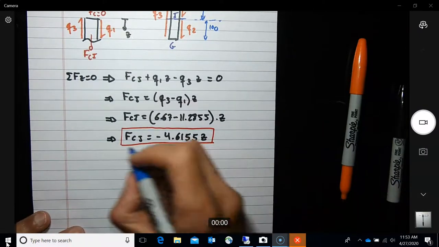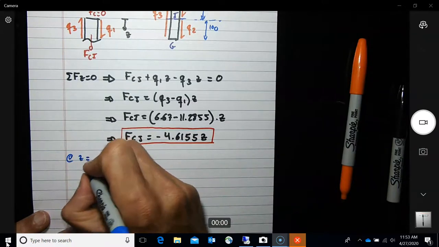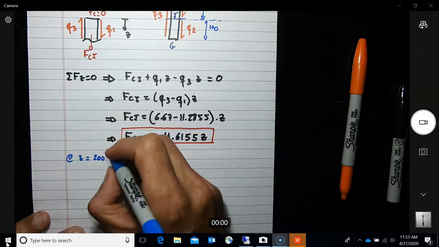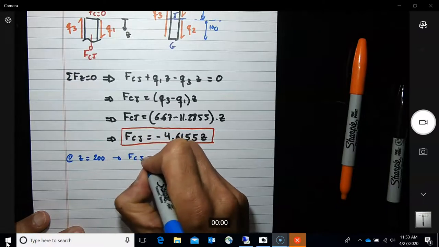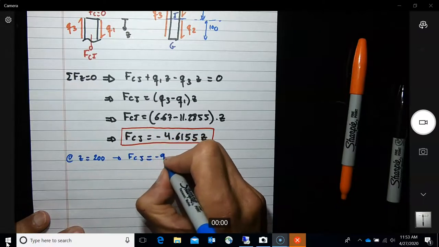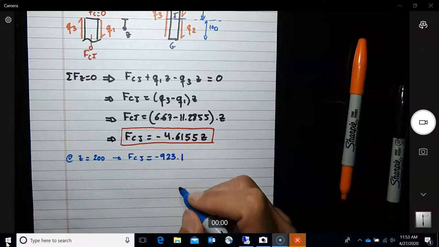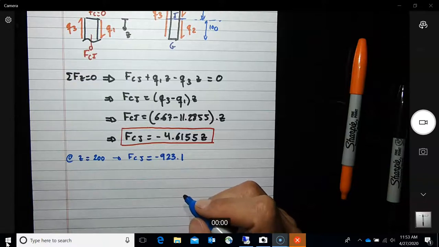And this means at Z equal to 100, we have the FCJ is equal to minus 923.1. Okay. That will give us the first value.